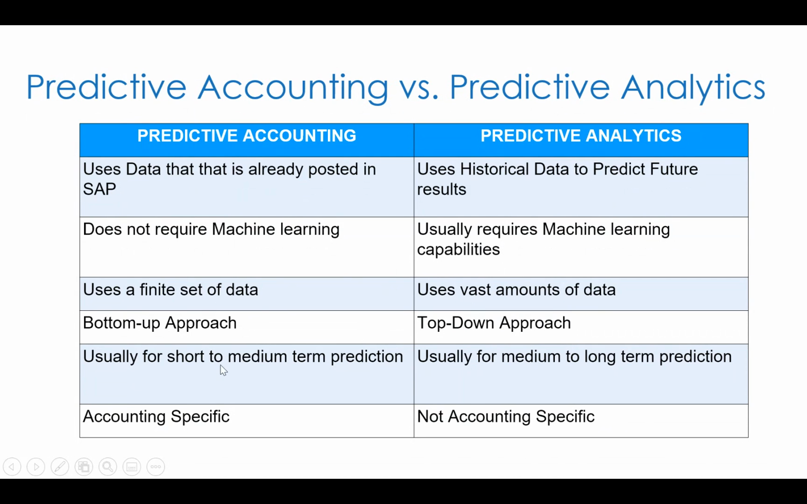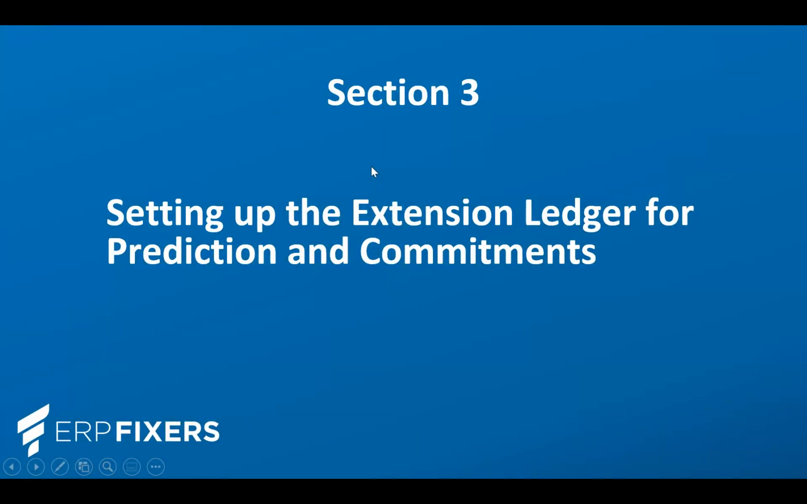Predictive accounting is usually for short to medium term prediction, probably based on this finite set of data, while predictive analytics is more medium to long term. And as its name indicates, predictive accounting is really accounting specific, while predictive analytics is not necessarily accounting specific. You can use it for a whole bunch of different things. Okay, so I just wanted to have that slide to clear up those differences. And now we'll jump into how to set up the extension ledger for prediction and commitment.